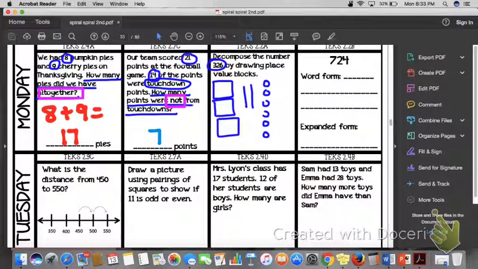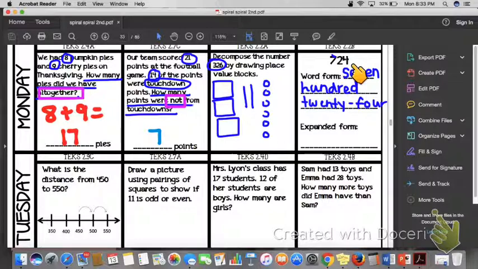724. I'm going to cover my 24 and my first number is 7. So I'm going to have 7 and it lives in the hundreds place, so it's 700. And then my next number is 24. So 724.